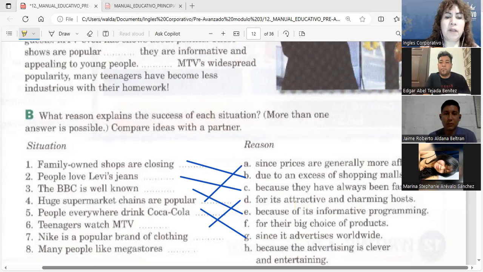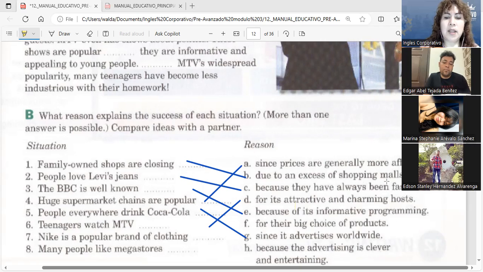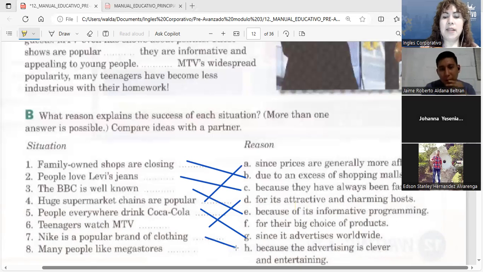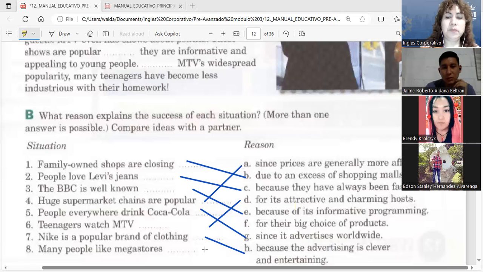Okay. Nike is a popular brand of clothing. For their big choice of products? Notice there is plural, and here we're talking about Nike. It's only one. Probably letter H, because the advertising is clever and entertaining. And many people like mega stores, which is plural. For their big choice of products. Yes, because it's big, you have many choices. Exactly.